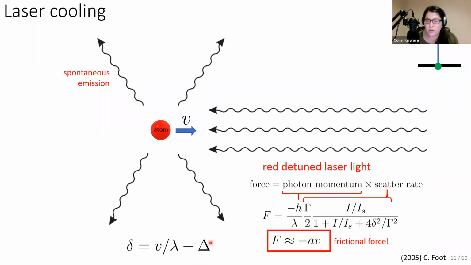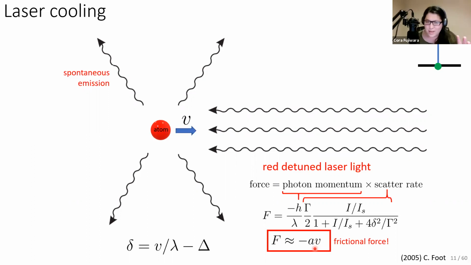So if I just do a basic Taylor expansion in the velocity, it turns out that you get this frictional force. So this total force F here is going to be linearly proportional to the velocity V with a negative coefficient, and that's friction. And that's how we're going to slow this atom down. And so intuitively, what's happening here is that the Doppler shift caused by the atom's motion is being canceled out by the detuning which we're applying to create this velocity-dependent radiation pressure force.